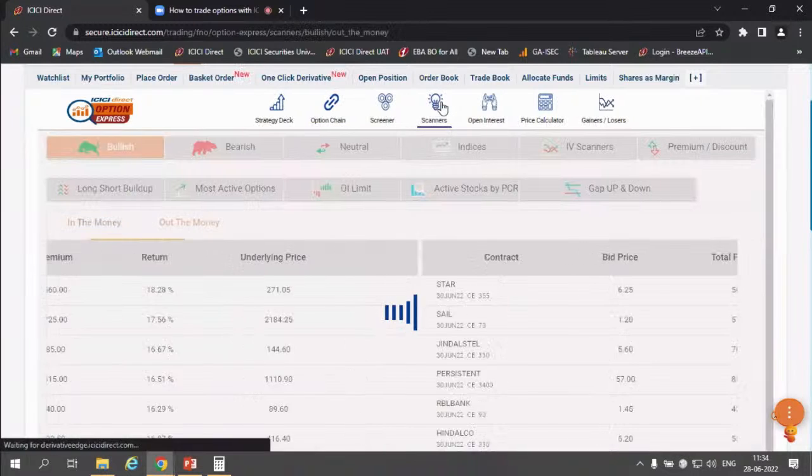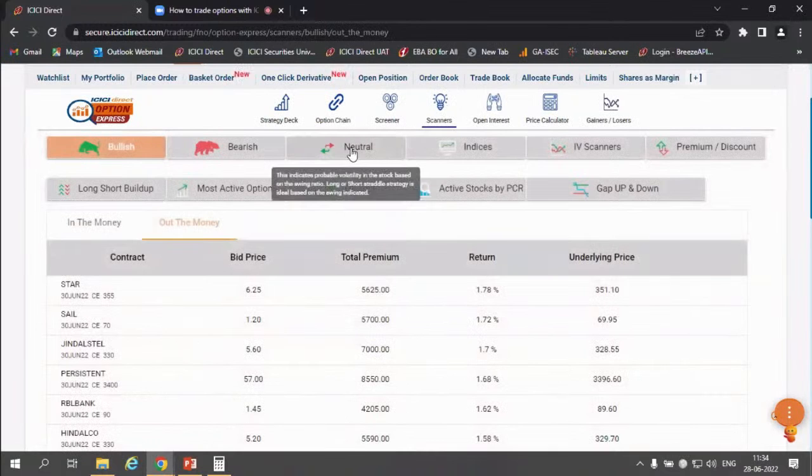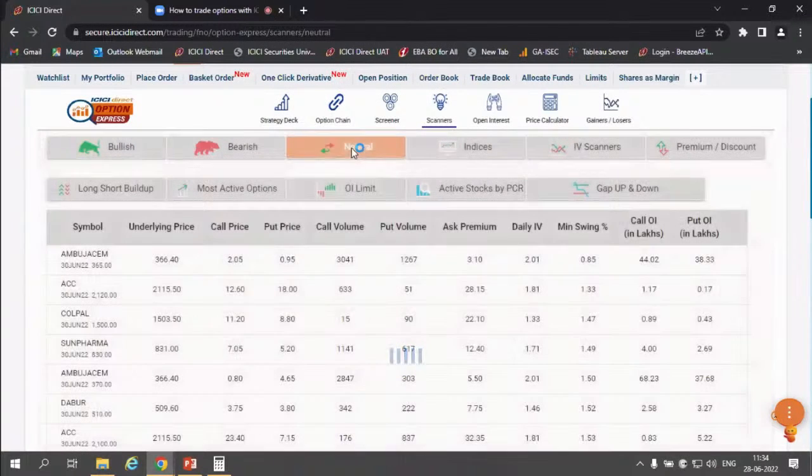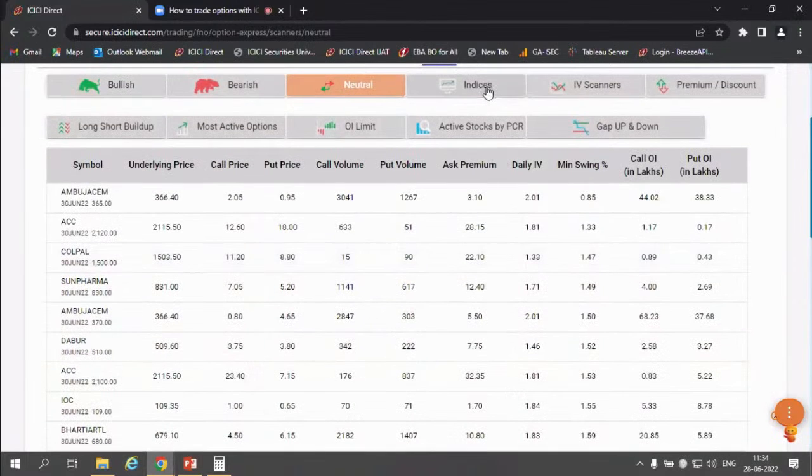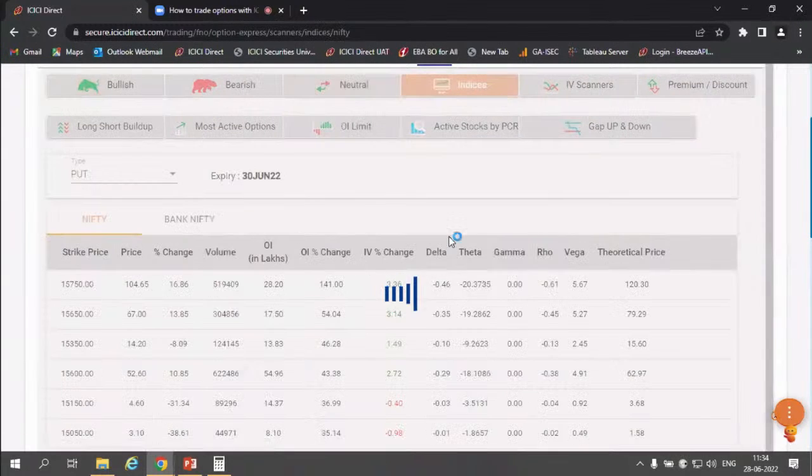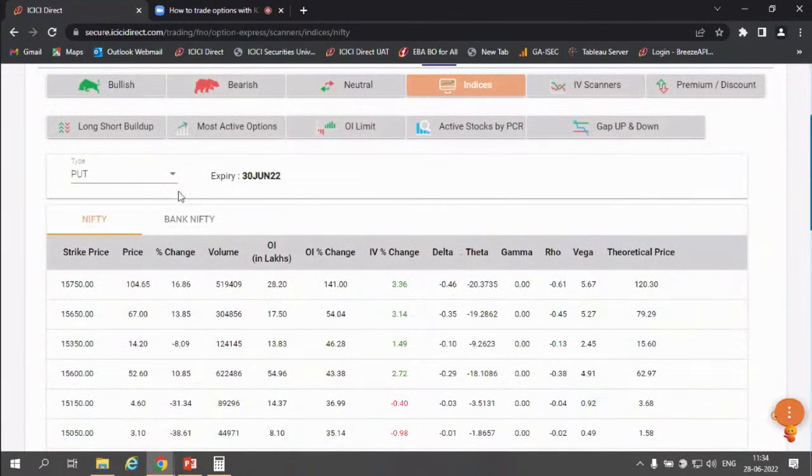So coming on to scanners again. Neutral strategy, it could be long straddle, it could be short straddle, whichever way you want. Next comes the indices. In indices, it has given you the type of call, the trades that you want to take, whether it is on the call or on the put.